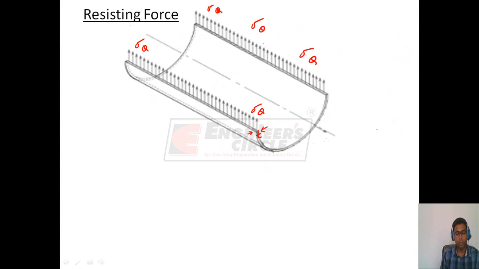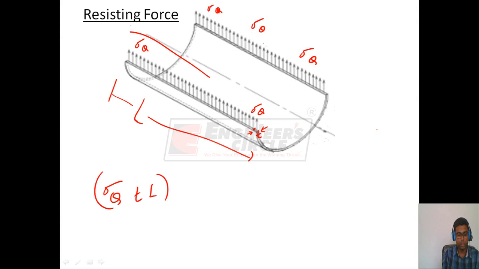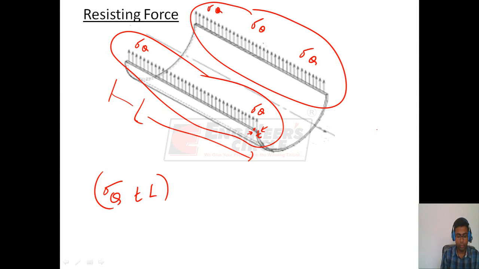So the resisting force can be written as sigma theta, that is stress, into area on which this resisting stress is acting. The area on which it is acting is this length L into thickness T. So it is T into L. This is on this side and similar will be acting on this side. So we can write it as twice. So resisting force is 2 sigma theta TL.